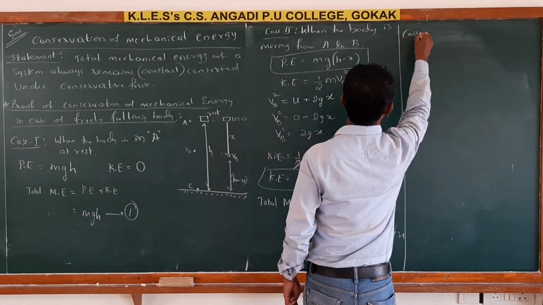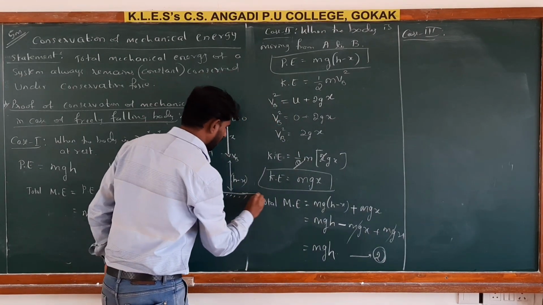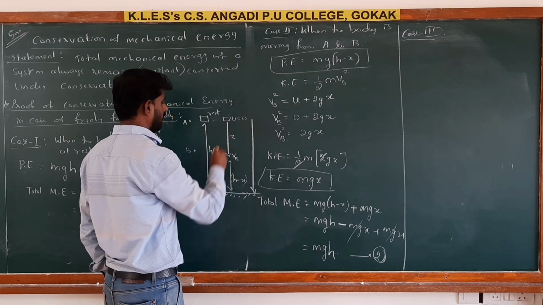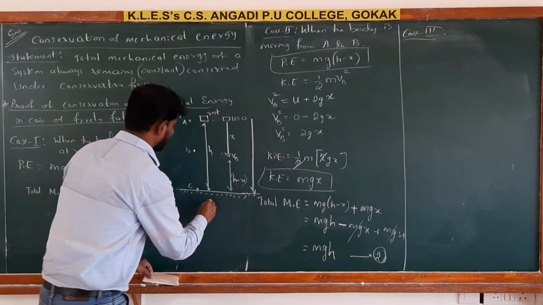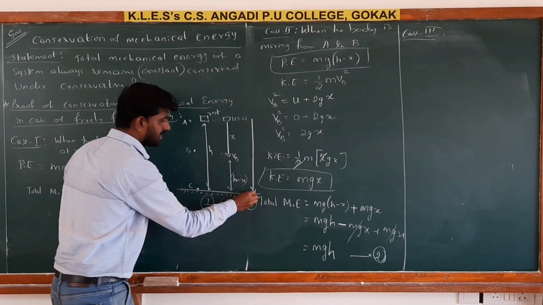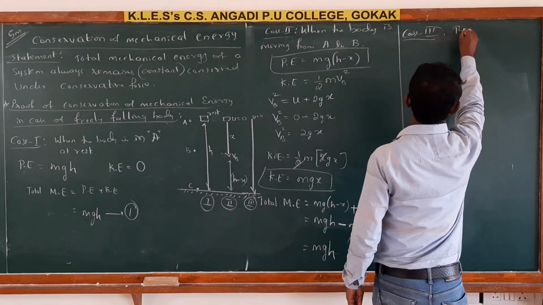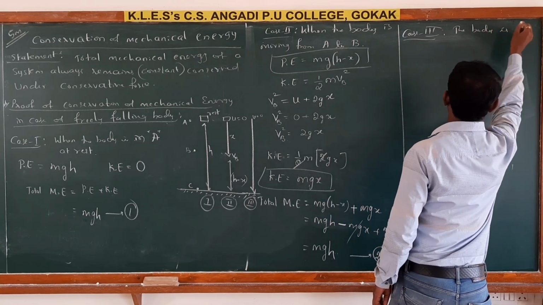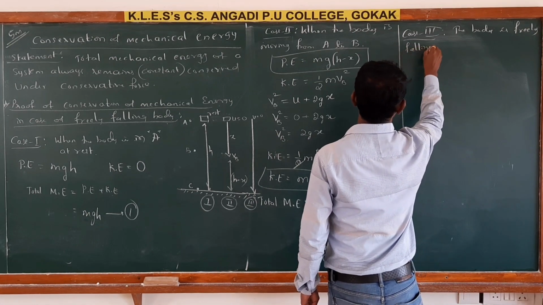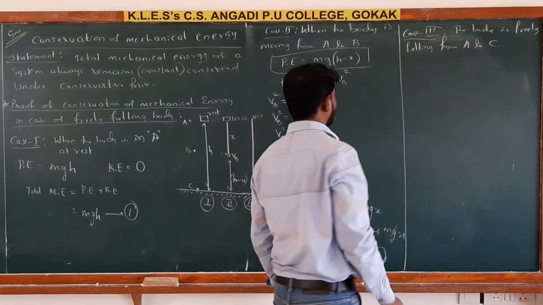I say case number 3. So what's case number 3? The body is freely falling from A position to C position. This is our case number 1, this is our case number 2, and this is case number 3. So in the third case, the body is moving from A to C directly, freely falling from A to C.